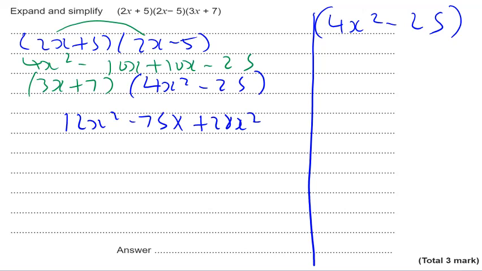and 7 times 25, if you don't know that straight away, you'll know that 4 25s are 100, 8 25s are 200, but there's only 7, so we can take one off, so it's 175, and positive times negative is a negative 175. So we just need to tidy that up, and that'll be 12x cubed plus 28x squared minus 75x minus 175.